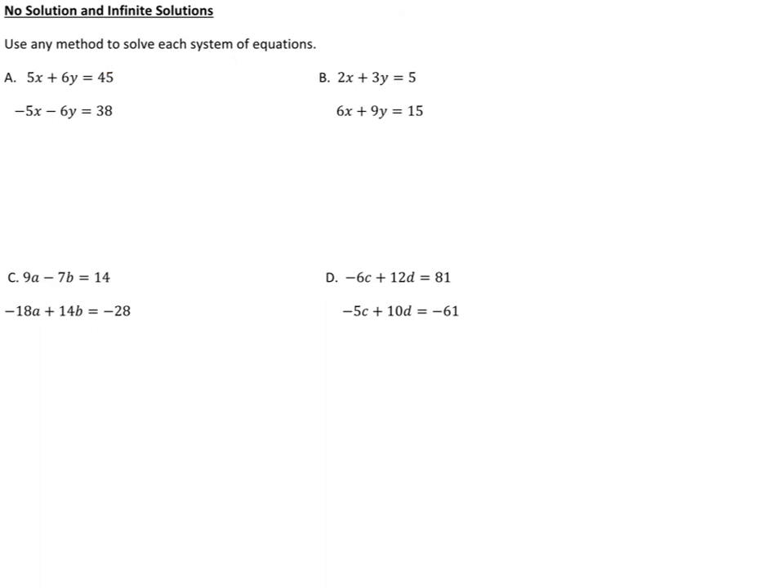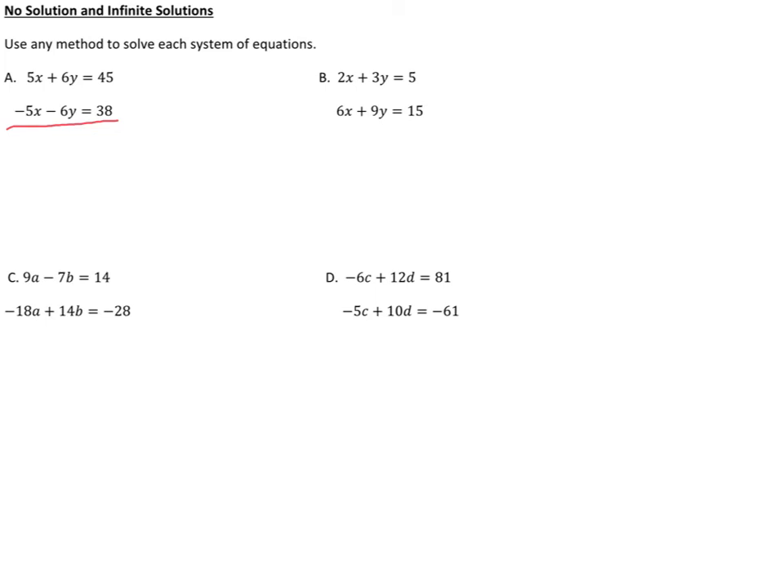Now sometimes with these you could get a no solution or an infinite number of solutions, and let's take a look at what that's going to look like. We're going to solve these using any method that we'd like. On the first one, I'm just going to go ahead and add straight down and see what happens.